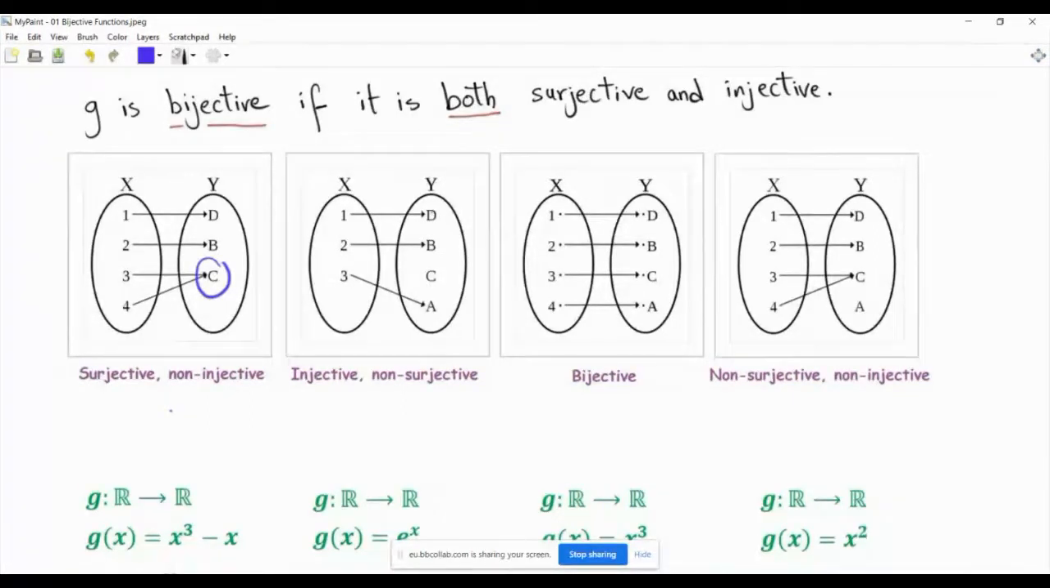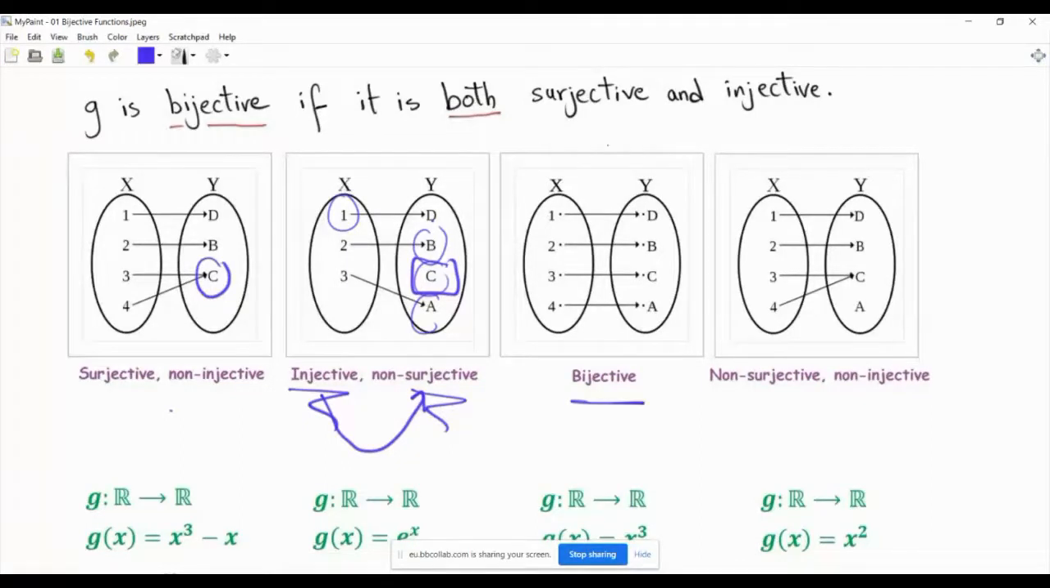Let's look here. Now, each element in y is associated with at most one element in x. D is associated with one element in x, same for B, same for A, and C is associated with 0 elements in x. So this function is injective, but it is not surjective because C is basically left alone. It is not associated with any element in x.